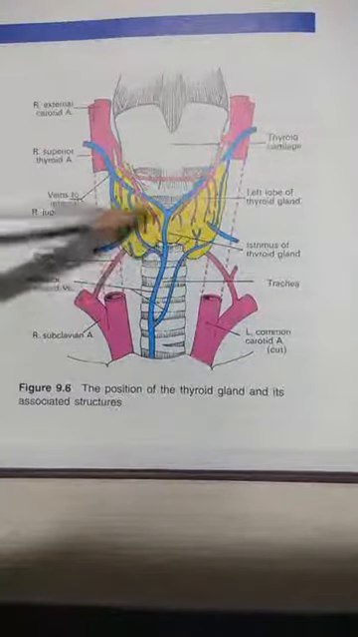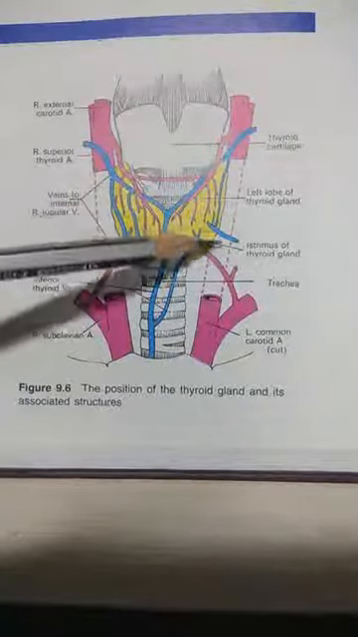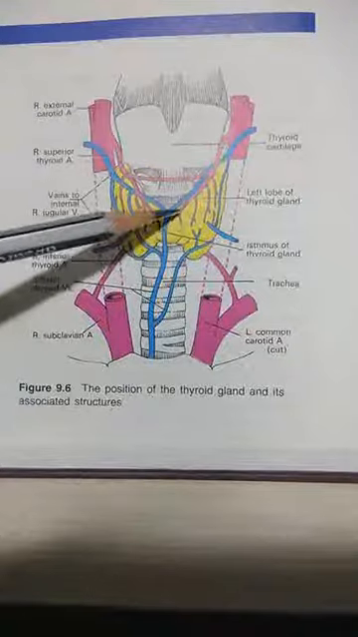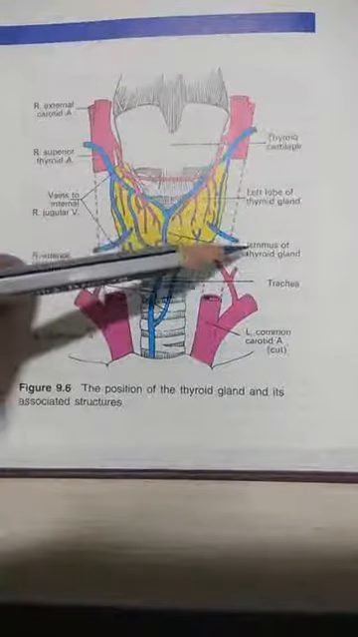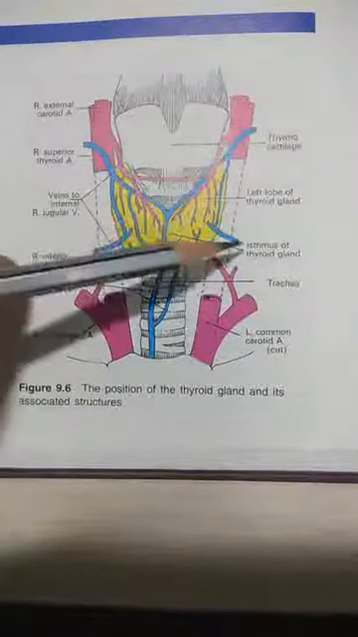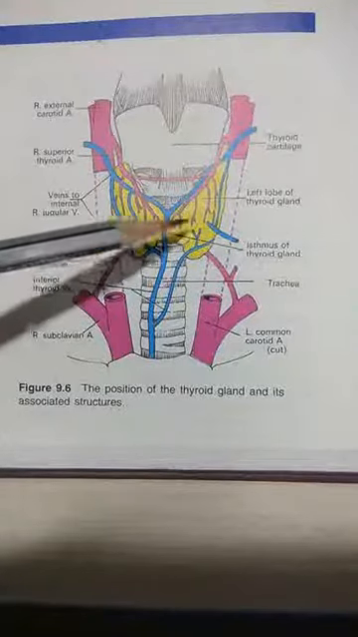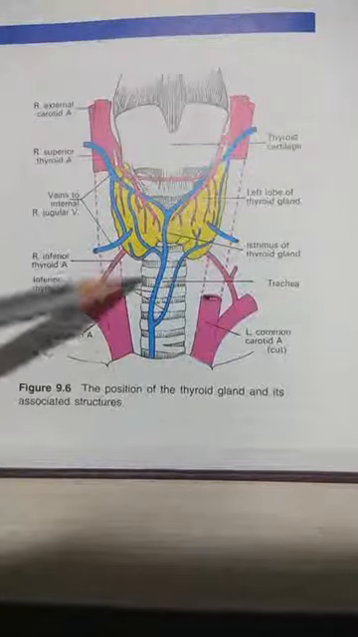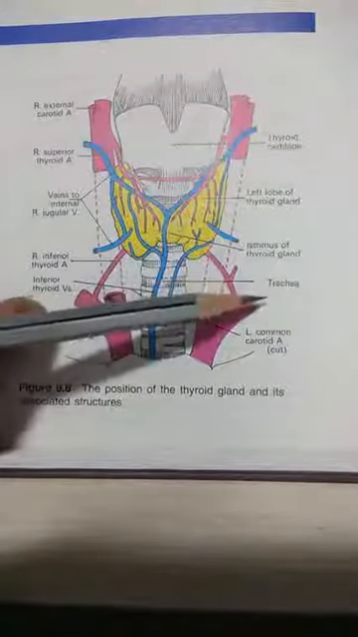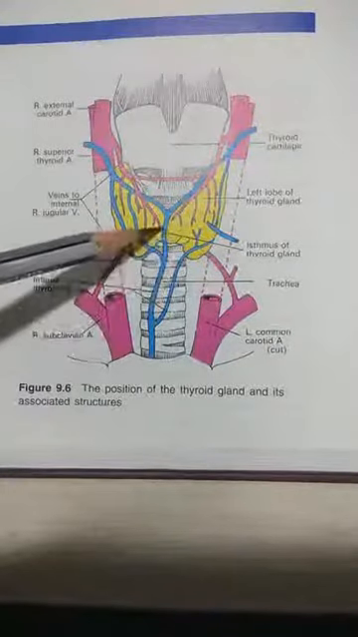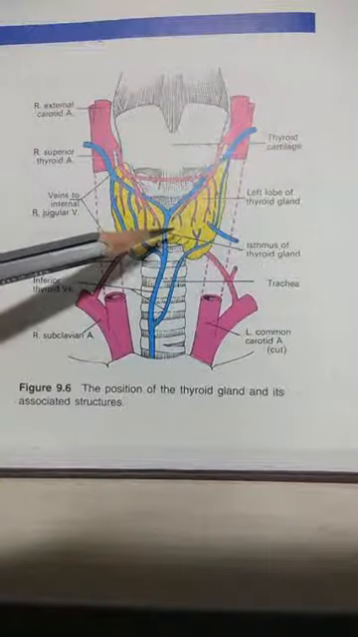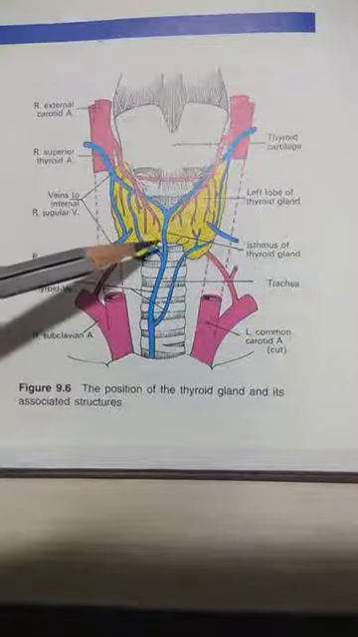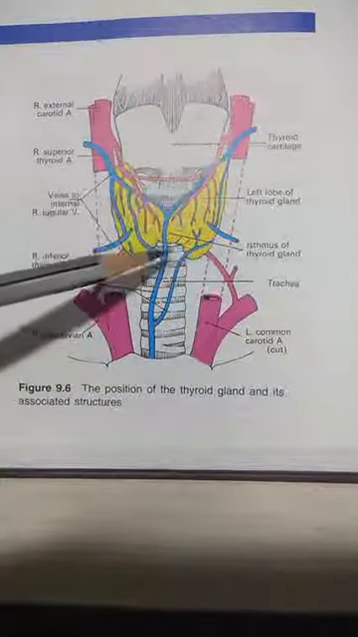It consists of two lobes. These lobes are joined to each other by a narrow joining known as the isthmus of the thyroid gland. This isthmus is the joining of the two lobes of the thyroid gland, which lies in front of the trachea. This is the trachea, and in front of the trachea lies the isthmus of the thyroid gland. The lobes of the thyroid gland are conical in shape.